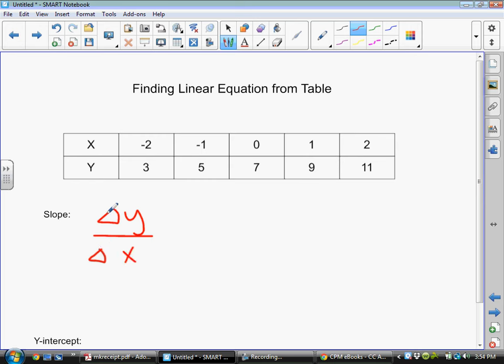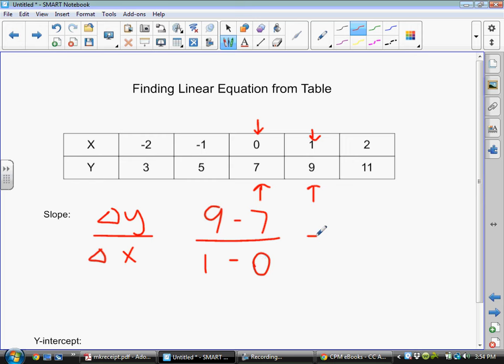So to do this, we're going to take 2 points from this table. So let's maybe pick this point and this point. My x's are the top row and my y's are the bottom row. So I'm going to take my y's minus the other y. I'm going to start with the 9. Say 9 minus 7. So I'm going from my right to the left. And on the bottom, I'm going to say the change in my x's. So I'm going to take this one minus the 0. It's got to go in the same order. Okay? If you start on the right and then you subtract the left side, you need to do the same thing on the bottom.